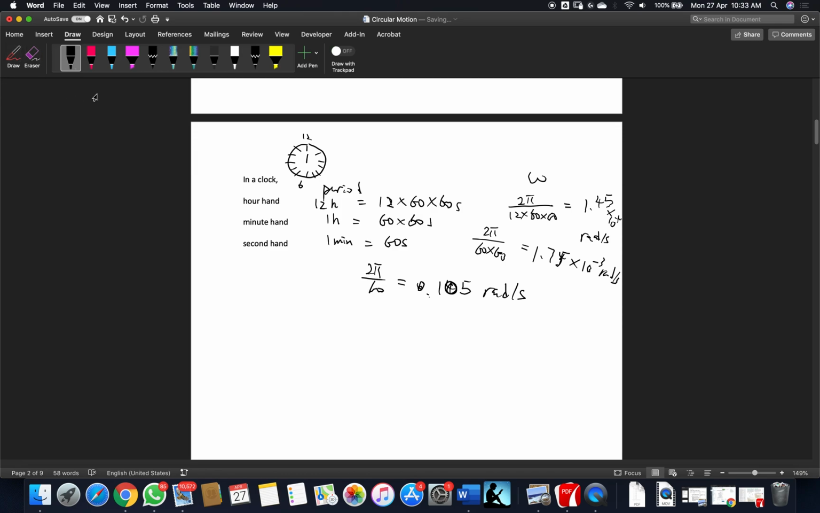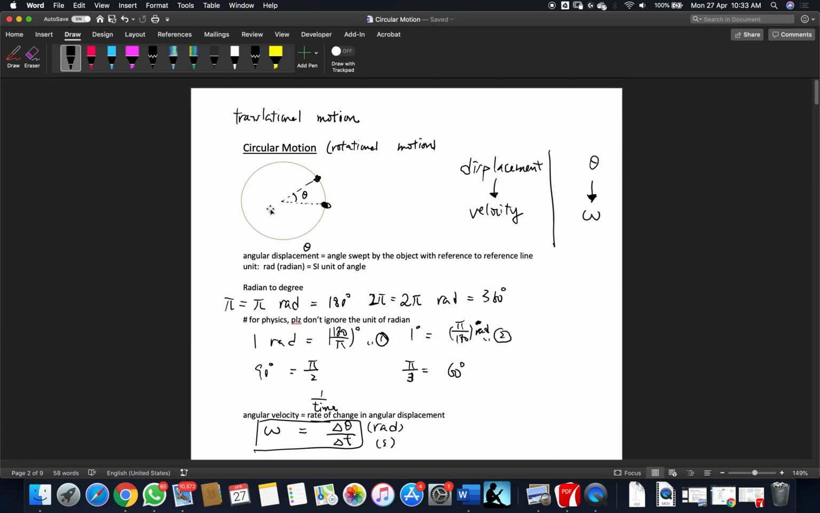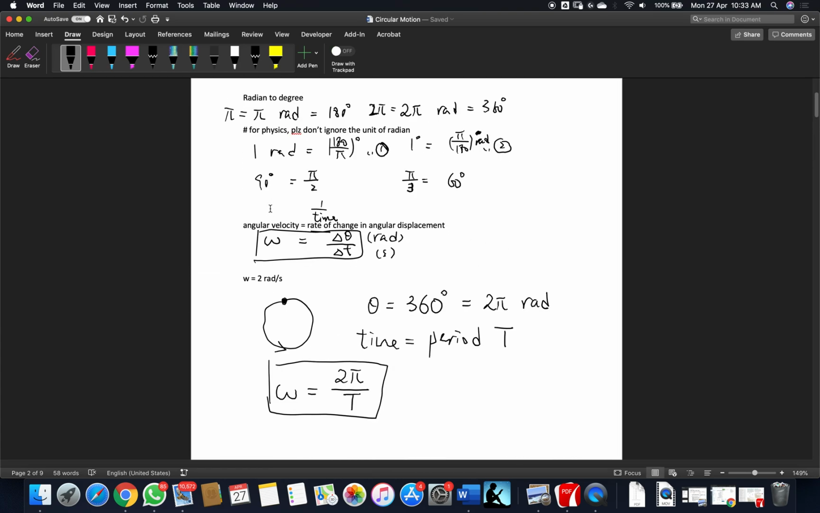So hope you can understand these concepts. Okay, this is the part 1 for the second motion.